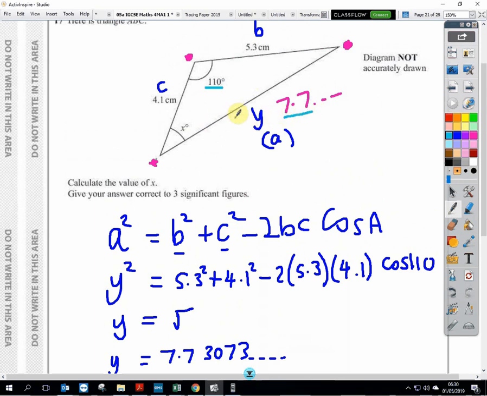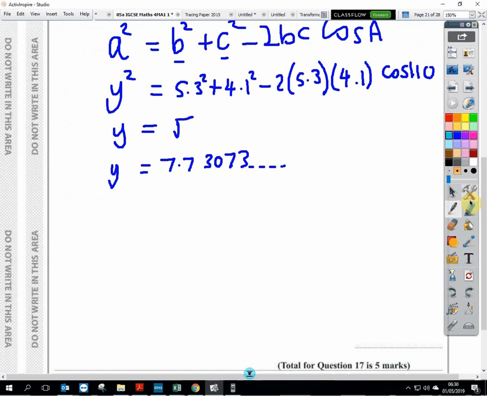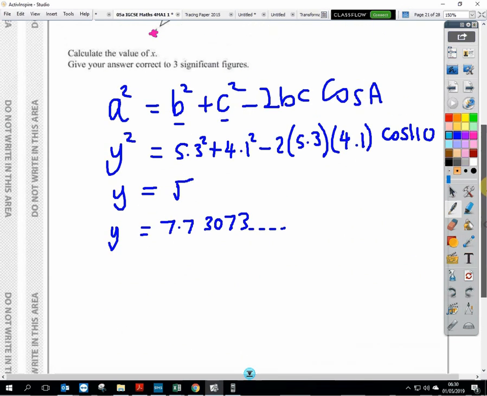So now we can use the sine rule to work out angle X. And remember, the sine rule that's on the formula sheet is very useful for working out a side. If you want to use the sine rule to work out an angle, you write down the same sine rule but upside down. So sine A over lowercase a equals sine B over lowercase b, etc.